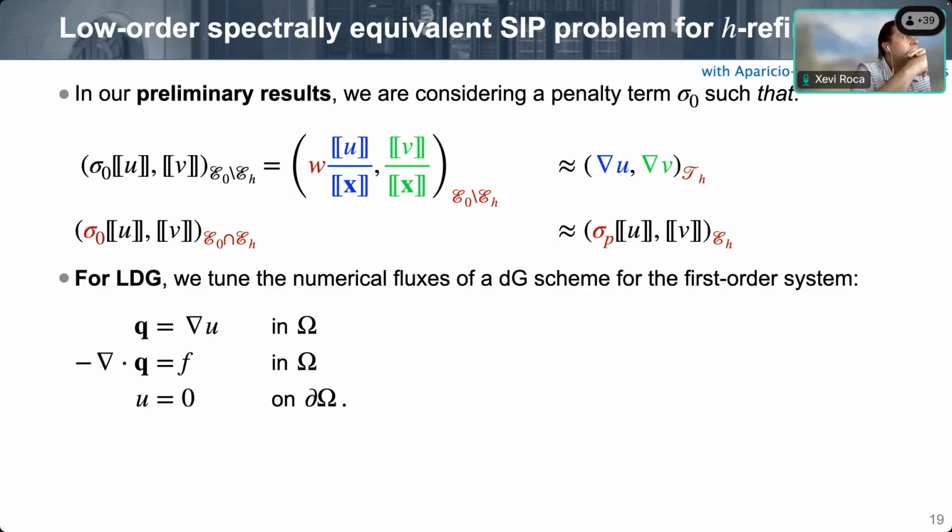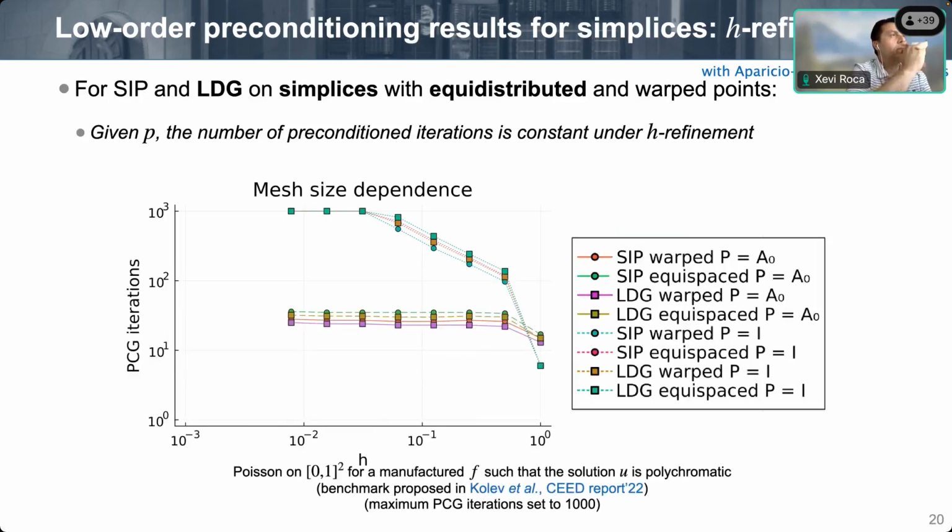And the DG formulation just arises from the following first-order system. You have a vectorial variable q that is equal to the gradient of u in omega. Then you have the physical equation: minus the divergence of this new variable q is equal to the source term. And we have again Dirichlet conditions equal to 0 at the boundary of the mesh. When you do the discretization for local DG, you will obtain two equations, one for q and one for u. In these equations, you will have numerical fluxes that you have to tune to try to emulate with low order the behavior of the high order terms.